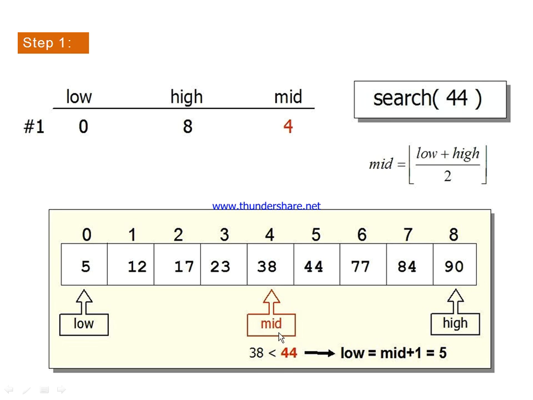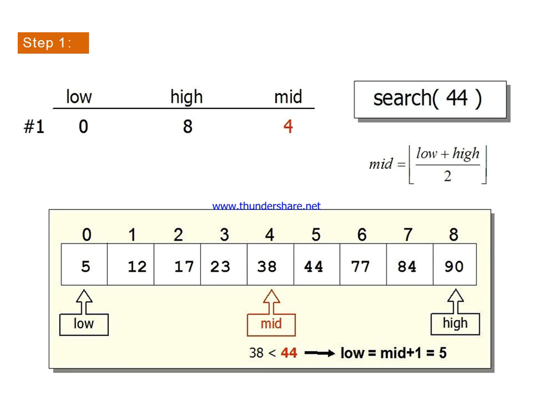So no need to go to the first half of this list, because 44 should not exist in the first half, since the middle is 38. Second half elements are greater than 38, and first half elements are less than 38. So no need to check for 44 in the first half because all are less. Then we can move to the second half.